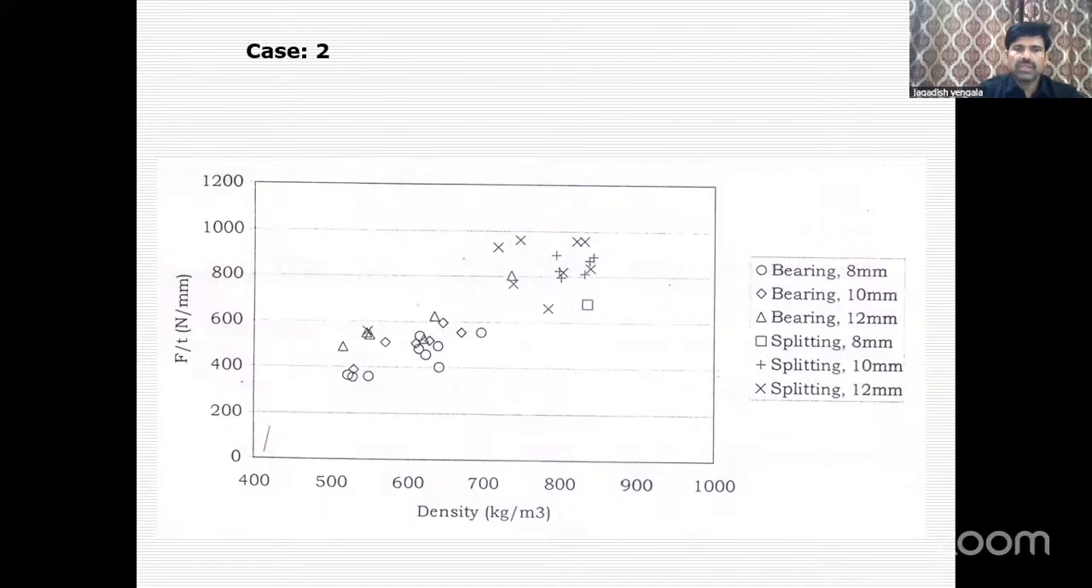Almost near 1000, when the density is between 800 to 900, you can see on the x-axis 800 to 900. Above that, you can see that the load is above 800 to 1000. Also you can see the circled portions showing the bearing and how the splitting happened. So density plays a very crucial role. You can clearly see that.